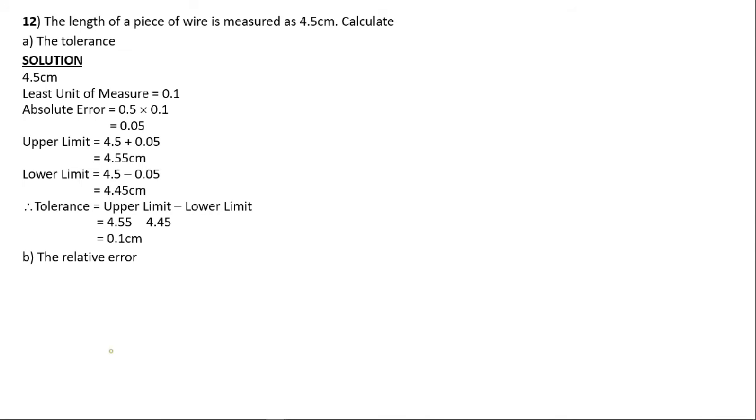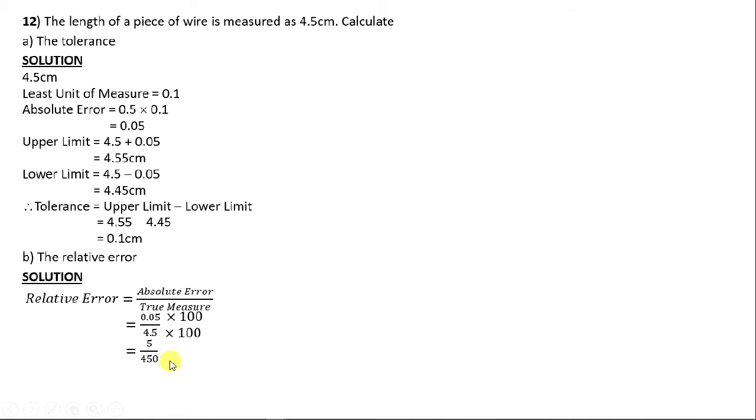Calculate the relative error. The relative error is the absolute error divided by the true measure. Our absolute error is 0.05 and our true measure is 4.5. So we'll divide that. Every time you are given decimals, if you are dealing with a decimal which has 2 decimal places, multiply by 100 to get rid of the decimal places. So we multiply both the numerator and the denominator by 100. 0.05 gives us a 5, a whole number, and 4.5 times 100 gives us 450. Take that to its lowest terms.